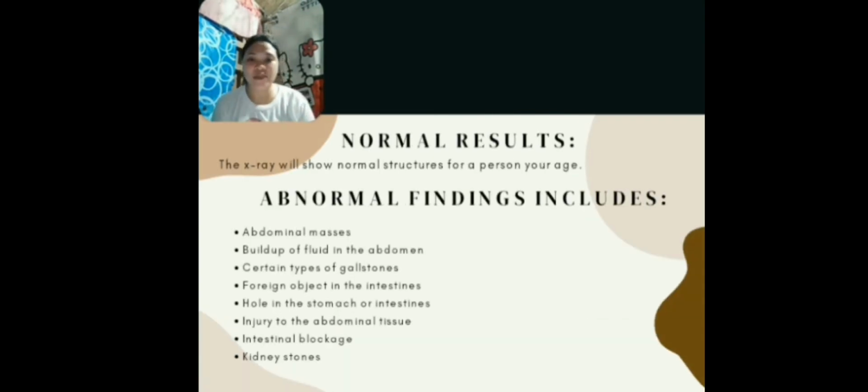So the normal result: the X-ray will show normal structures for a person's age. Abnormal findings include abdominal masses, build-up of fluids in the abdomen, certain types of gallstones, foreign objects in the intestine, a hole in the stomach or the intestine, and also injury to the abdominal tissue, intestinal blockage, and kidney stone.